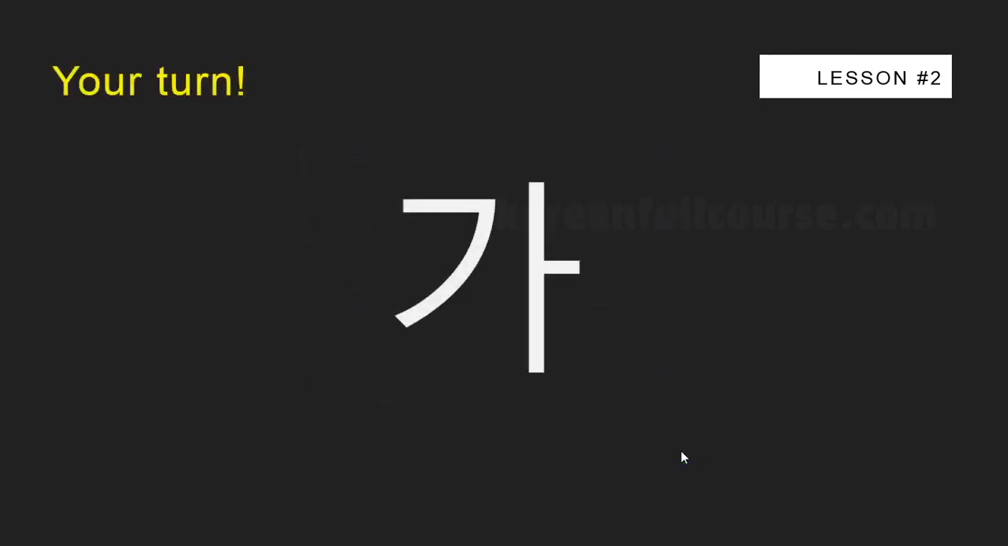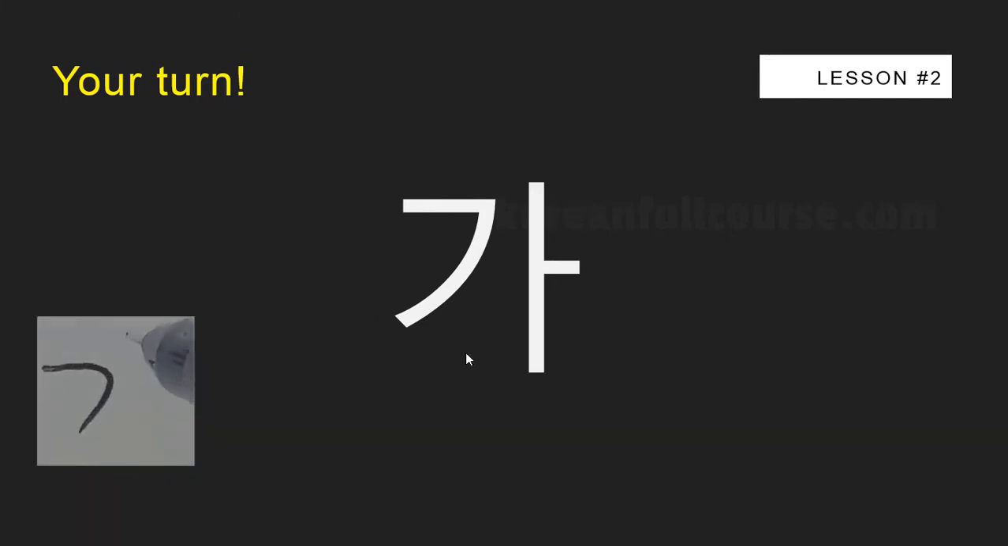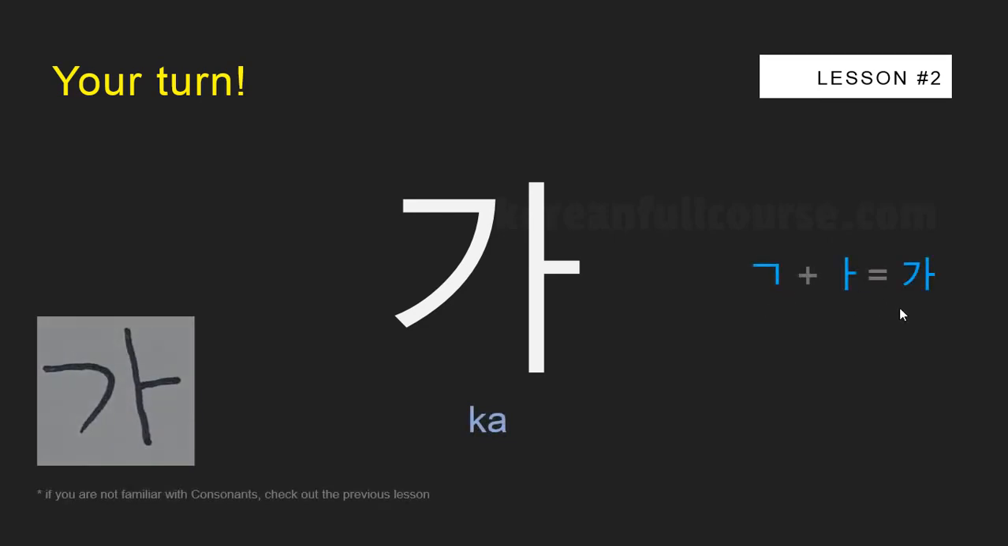Now it's your turn to practice. We will combine a consonant which we learned in the previous lesson with vowels to get a syllable. Can you guess how to read it? It's ka. And this is how we got the syllable. We added a to the consonant k and we got ka. And if you are not familiar with the consonants, check out the previous lesson.